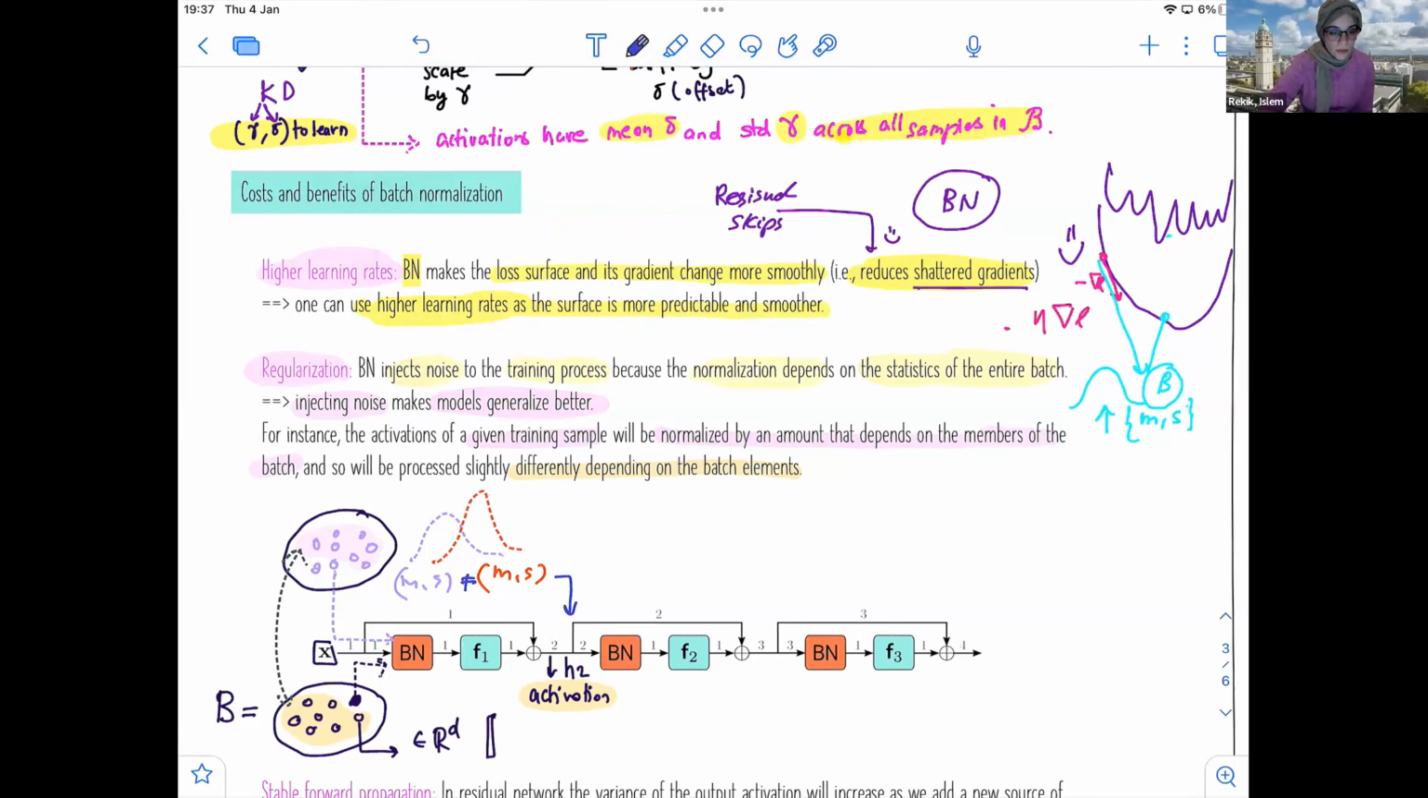So a given sample, if it is put in a completely different batch, will be normalized differently, and that's why we call it noise. This batch right here acts as a noise because the elements there define the main sample. If you end up with completely different elements, the activation H2 of sample X, when X belongs to B, will be slightly different from the activation H2 of the same X when X belongs to B prime. Okay, so that's how we articulate it mathematically.